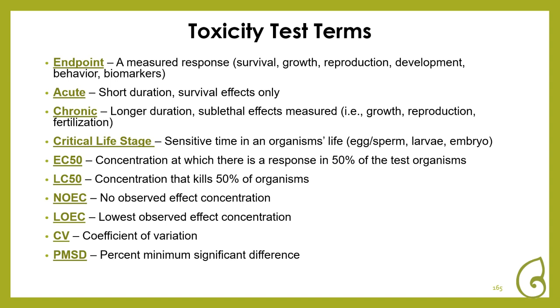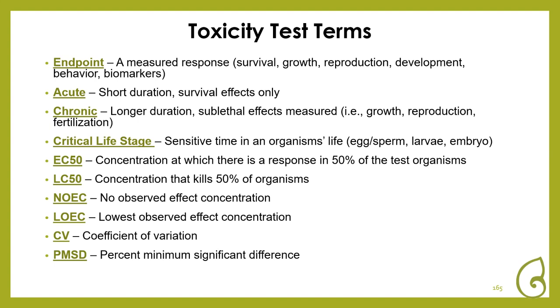When I say EC50, that's the concentration at which there's a response in 50% of the test organisms, EC being the effect concentration. LC50 is the concentration that kills 50% of the organisms, so LC is lethal concentration. NOEC, or no observed effect concentration, is the highest concentration of a material in a toxicity test that has no statistically significant adverse effect on the exposed population of the test organisms compared to the control. And then conversely, the LOEC, or lowest observed effect concentration, is the lowest concentration of a material in a toxicity test that has a statistically significant adverse effect on the exposed population of test organisms compared to the control.